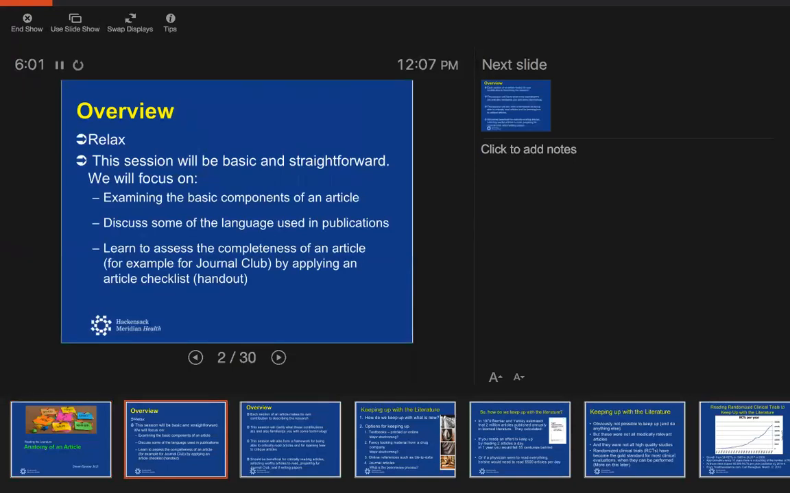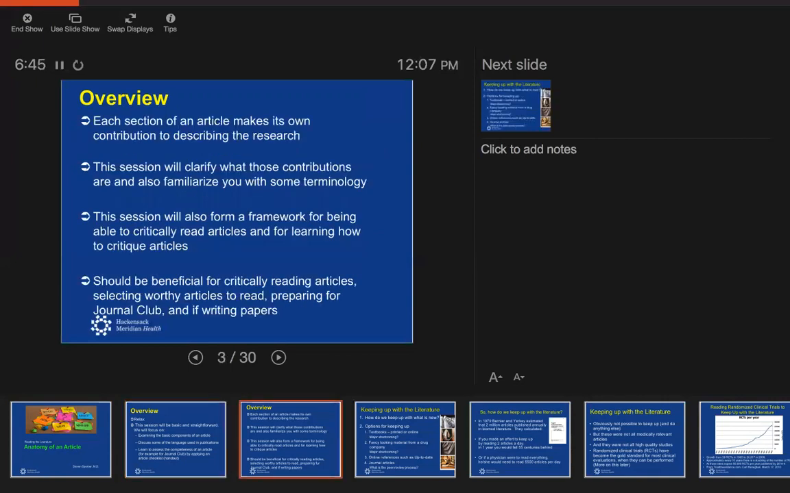We're going to talk about the components of an article and what you can look for in each part of the article, with the benefits of each component, and when you're critically reading journal articles, how to go through each section and what to look for. We'll discuss some of the language that's used in publications, and then we'll learn how to assess the completeness of an article. So, for example, if you have to prepare an article for Journal Club, this gives one framework as to how to do it, and really the handout can be a checklist that you use when you're going through an article.